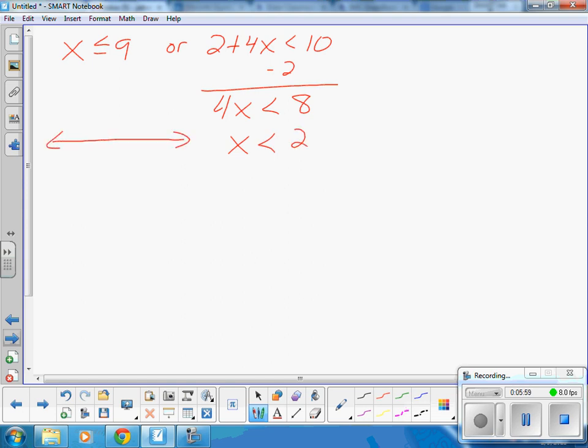Graphing x is less than 2, open circle, and x is less than or equal to 9. Notice it's going to go that way. It's going to overlap the whole x less than 2 one. So your solution set is just going to be all values of x such that x is less than or equal to 9.